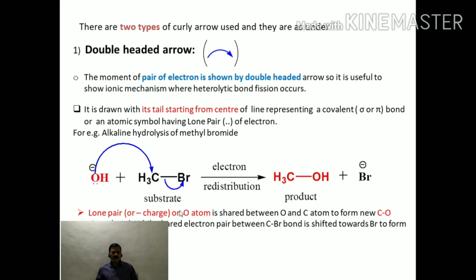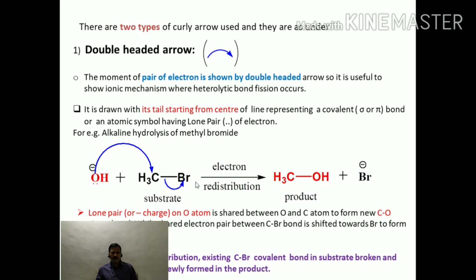In conclusion, what we can say is that due to electron redistribution, the existing C-Br bond in the substrate is broken and a new covalent bond in methyl alcohol is formed.